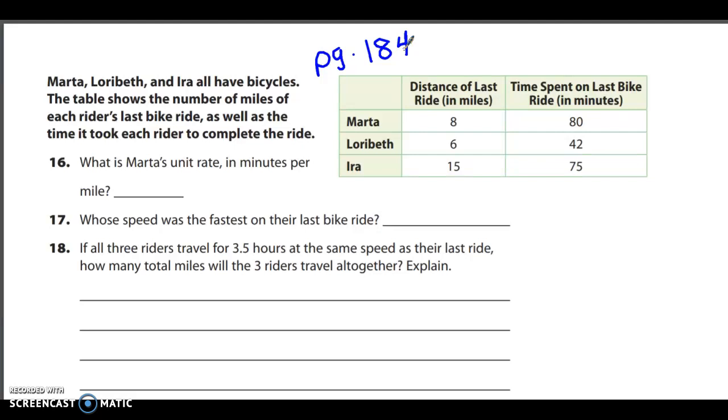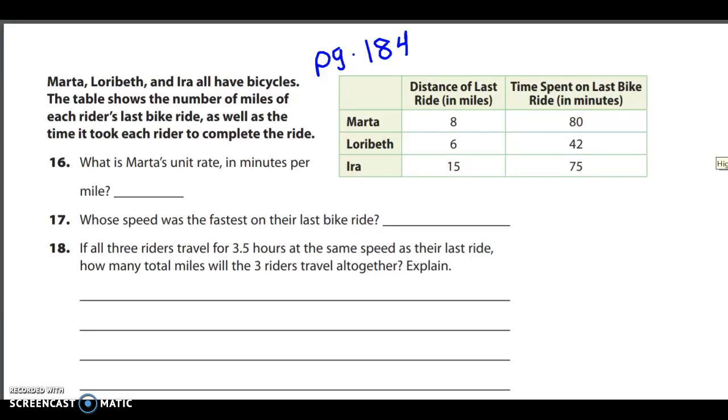Read along with me. Marta, Lori Beth, and Ira all have bicycles. The table shows the number of miles of each rider's last bike ride, as well as the time it took each rider to complete the ride. Number 16 reads, what is Marta's unit rate in minutes per mile?